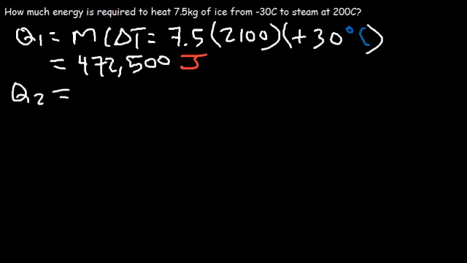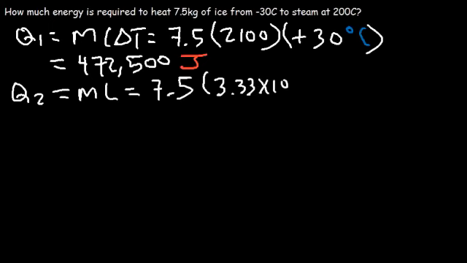So now let's move on to Q2. The equation is m times L. The mass is 7.5, and the amount of energy required to melt ice, the latent heat of fusion, that's 3.33 times 10 to the 5. So it's going to take 2,497,500 joules just to melt the ice.